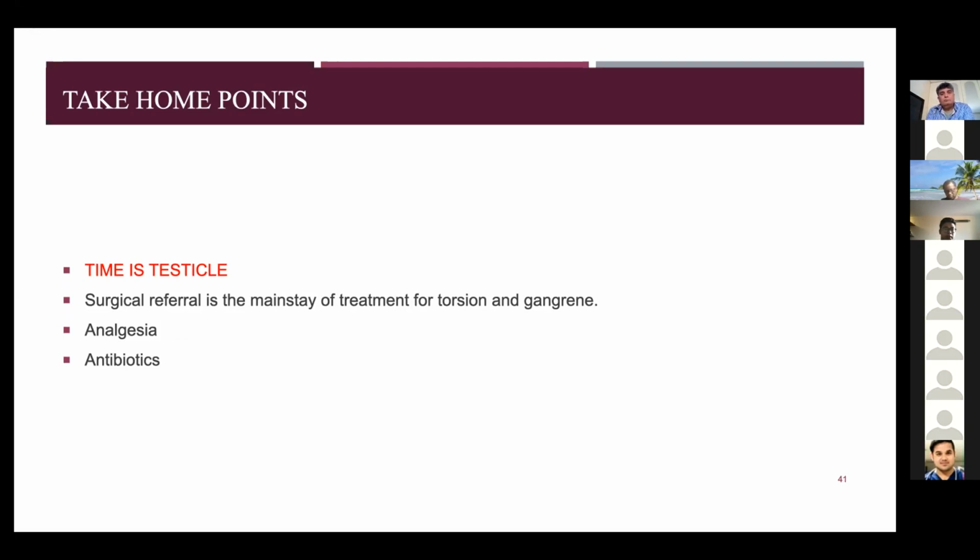Analgesia should always be one of the priorities when patients present with testicular pain and swelling, and antibiotics should be considered when infection is suspected, such as Fournier gangrene or epididymo-orchitis as well.